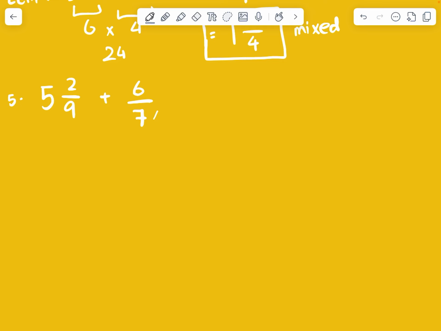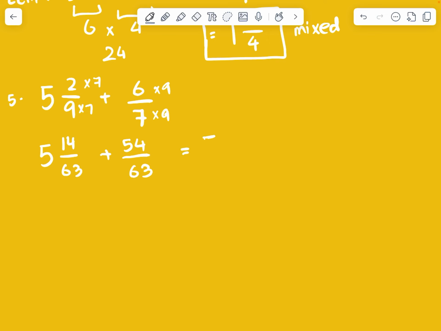So in this case, 7 times 9 and 9 times 7 would give me the LCM. Copy down the 5. 2 times 7 is 14 over 63. 9 times 6 is 54 over 63. Okay. Now add them up because the denominator is the same. Copy down the 5. 54 plus 14 is 68 over 63.